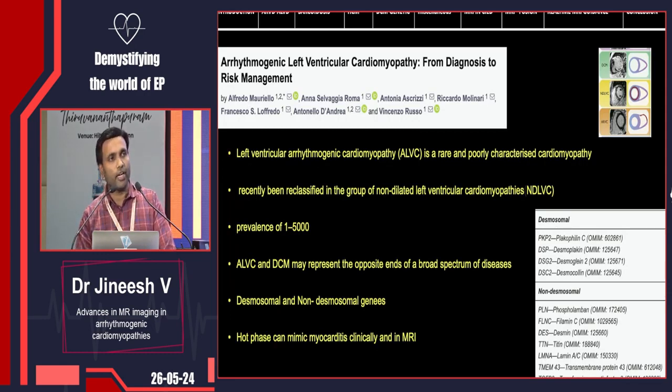Is it a part of the ARVD spectrum or a separate entity? The latest ESC guidelines say it is in the spectrum of NDLVC, because of the different genetic mutations, including non-desmosomal mutations, associated with ALVC. Compared to ARVC, the diagnosis of ALVC is very difficult, and even MR can play only a small role because it can mimic multiple pathologies, especially myocarditis and sarcoidosis.